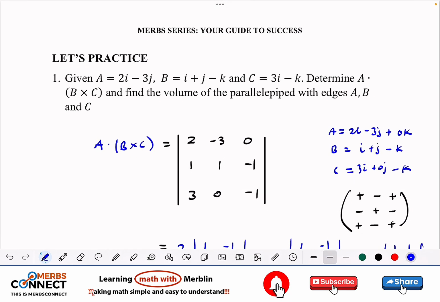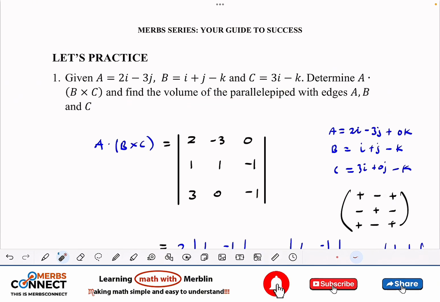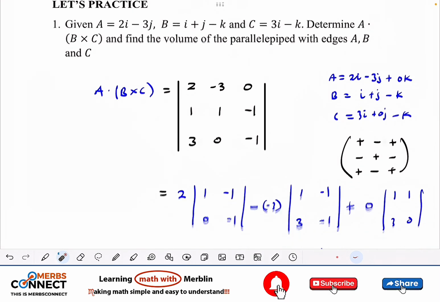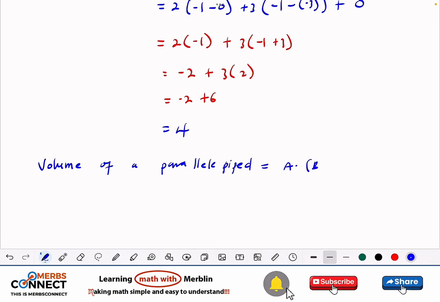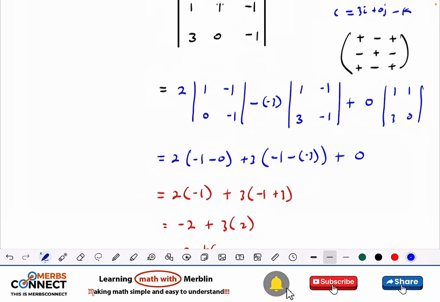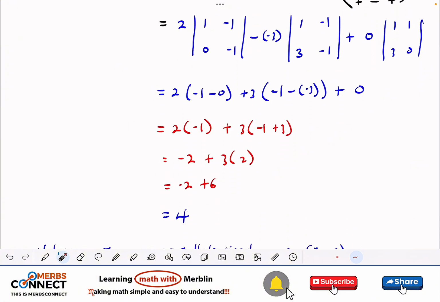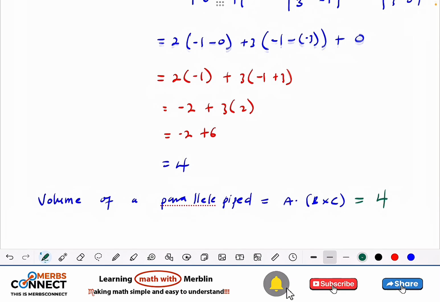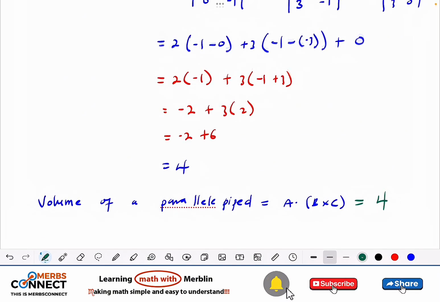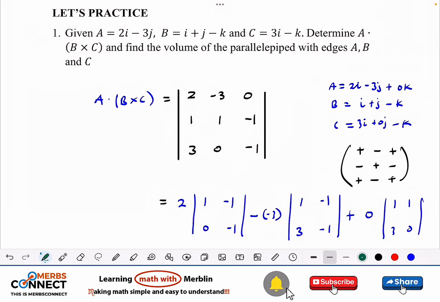Now, what do we need again? We want to find the volume of a parallelepiped with edges A, B, and C. So remember the formula for finding the volume of a parallelepiped, right? So the volume is basically equal to A dot B cross C. That's what we found here. So the final result is actually the answer that we need, which is a big 4 here, right? So it's very simple. You just need to practice, and you're okay.